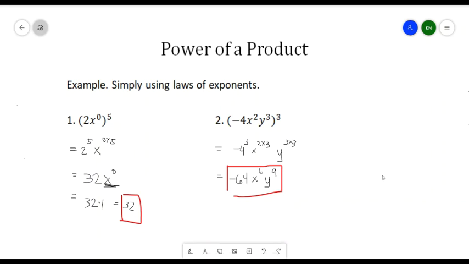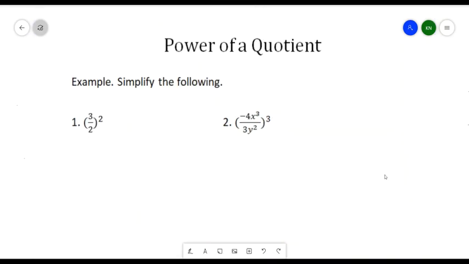Now moving on to the last law of exponent, we have power of a quotient. So the same as discussed earlier, you also have to distribute the power or the exponent. So that gives us 3 squared all over 2 squared. Now, if you simplify that one, 3 squared is equivalent to 9, and 2 squared is equivalent to 4. So this is now our final answer.